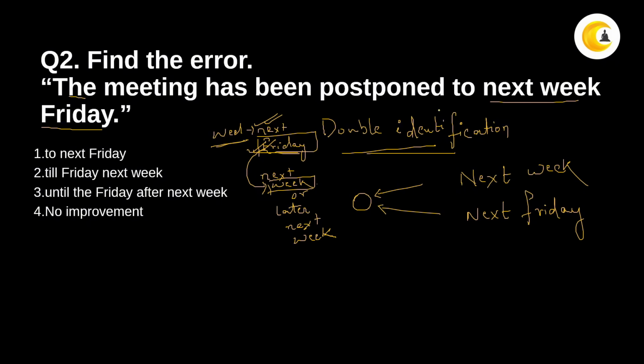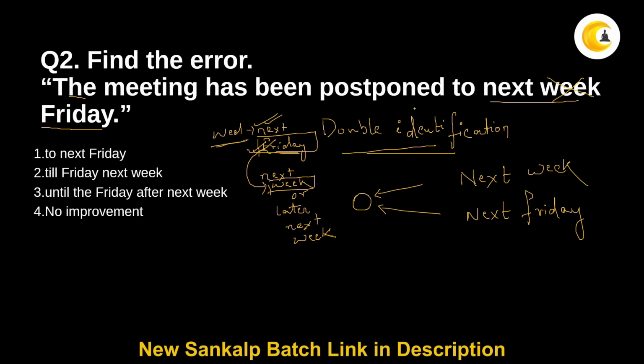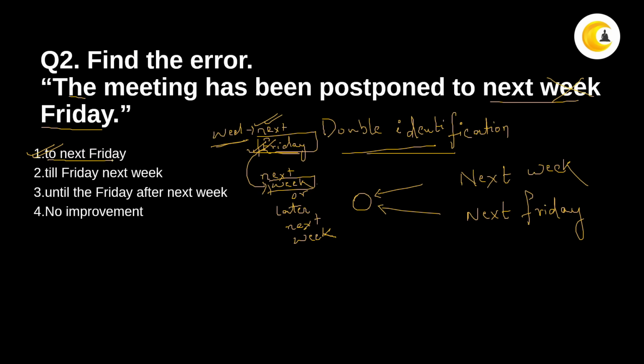So either you use 'has been postponed to next week' or you just remove week, because we don't have an option like that. So it becomes: the meeting has been postponed to next Friday. So you have it in option number 1, next Friday. The others are not correct. Postponed till Friday next week? No. Until the Friday after next week? No. This is incorrect even grammatically, and also because you're mentioning Friday, that definitely means the next Friday or the coming Friday. So you don't have to put it along with week. So here your answer is option 1.